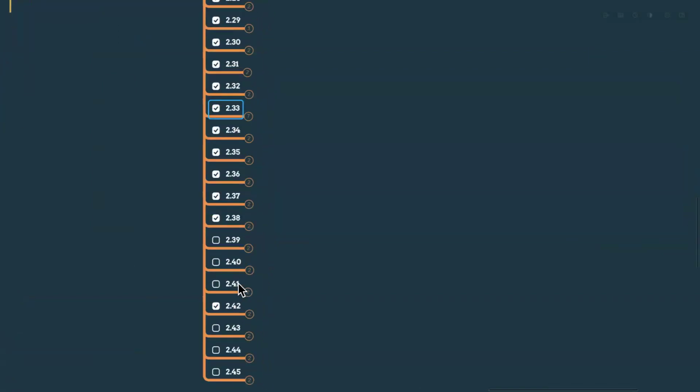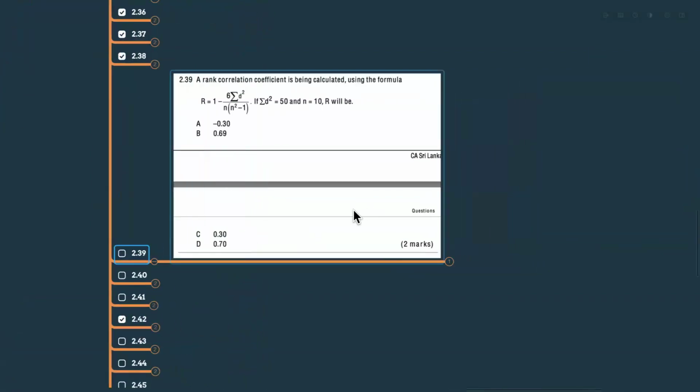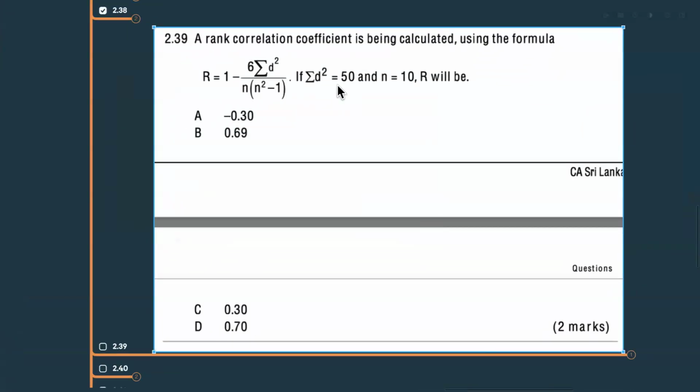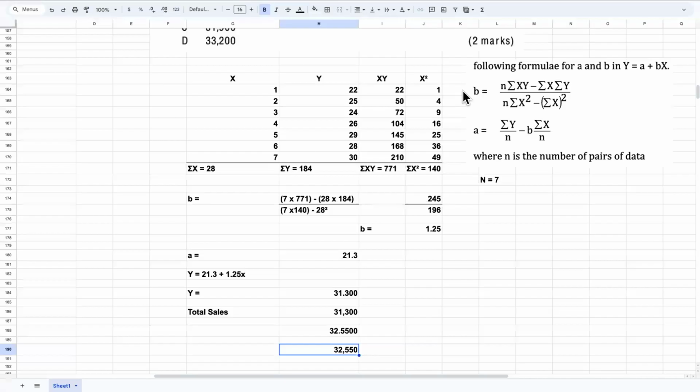And we have to do this 2.39 question. This is about rank correlation. A rank correlation coefficient is calculated using the formula R equals 1 minus 6 sigma d squared over n(n squared minus 1). If sigma d squared is 50 and n is equal to 10, what will R be? That's the question. This is a very simple question, my dears. You don't need to worry.